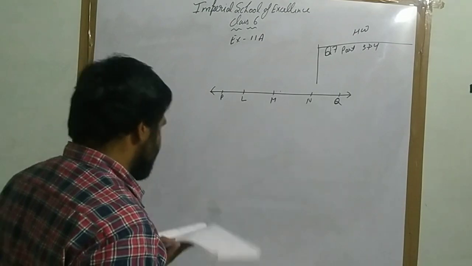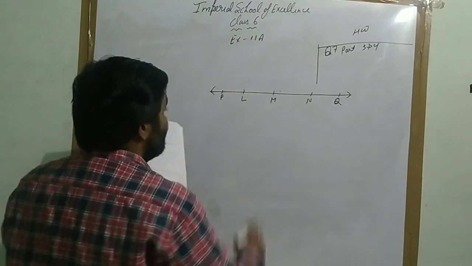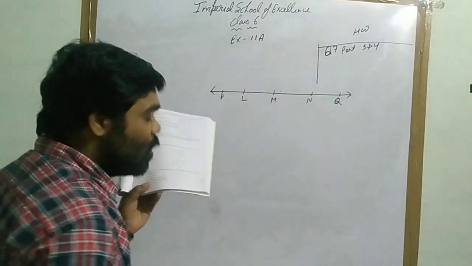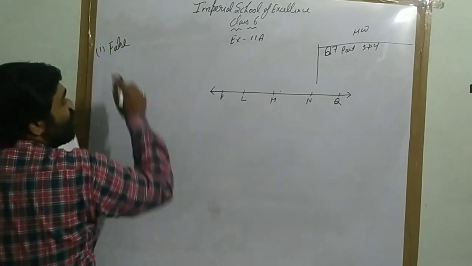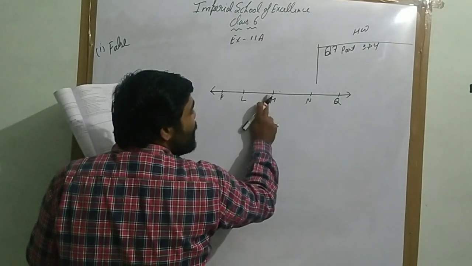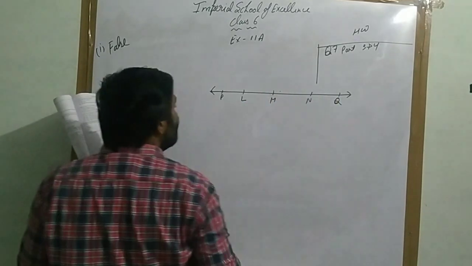Now the first statement is, M is a point on ray NQ. Whether the statement is true or false, the first statement is false because NQ is here and the point M is given at the middle of this line. If M were at this place, the statement would be true.